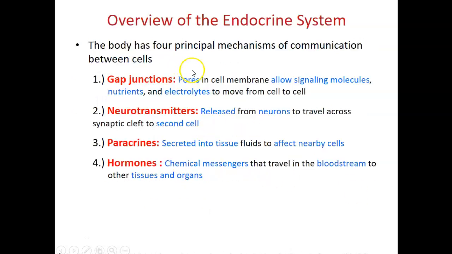The body has four principal mechanisms of communication between cells. One is through neurotransmitters using the nervous system, as we mentioned earlier. Another way is to use hormones secreted into either tissue fluid or the bloodstream through the endocrine system. Another way to communicate from cell to cell is through the gap junction. Those are channels between the cells that can transport nutrients and electrolytes between the cells.